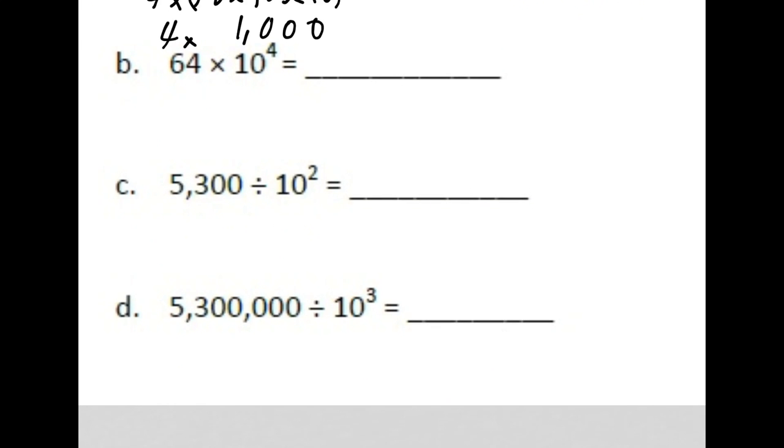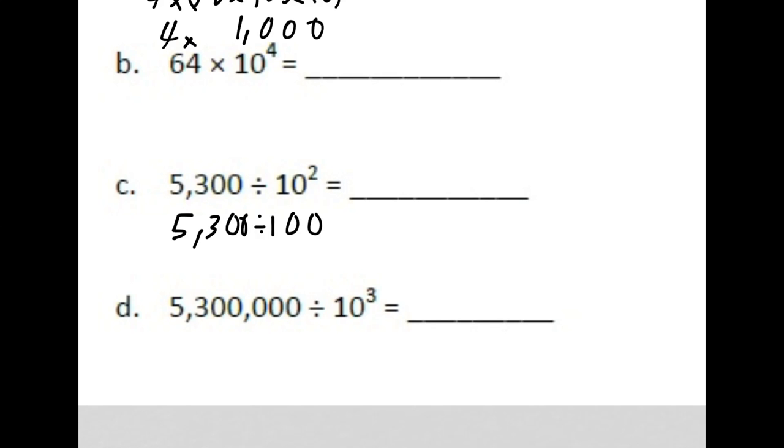Let's do C, 5,300 divided by 10 to the second power. Well, same way I was thinking above, I'm going to go a little faster now with the power. I know 10 to the second power means 10 times 10, which is the same as 100. So really what I'm asking here is 5,300 divided by 100.